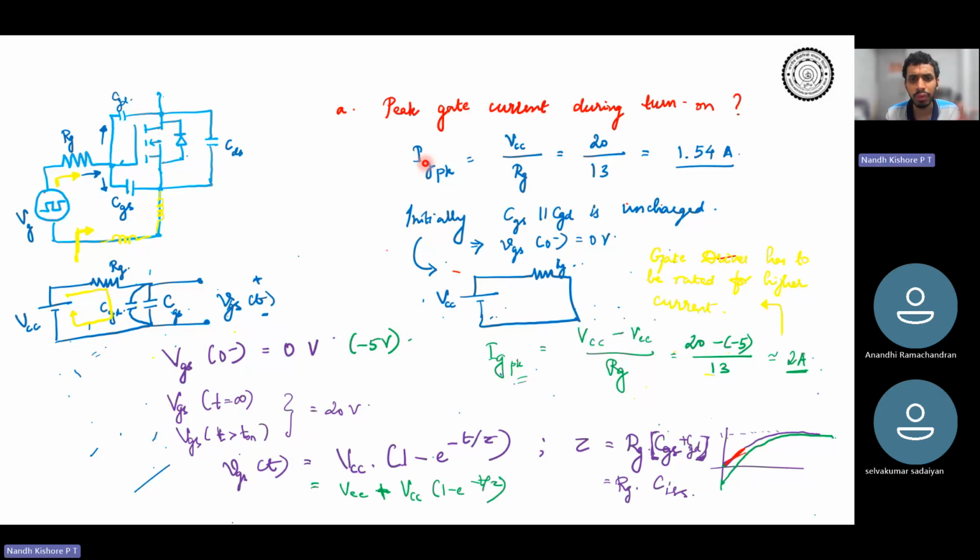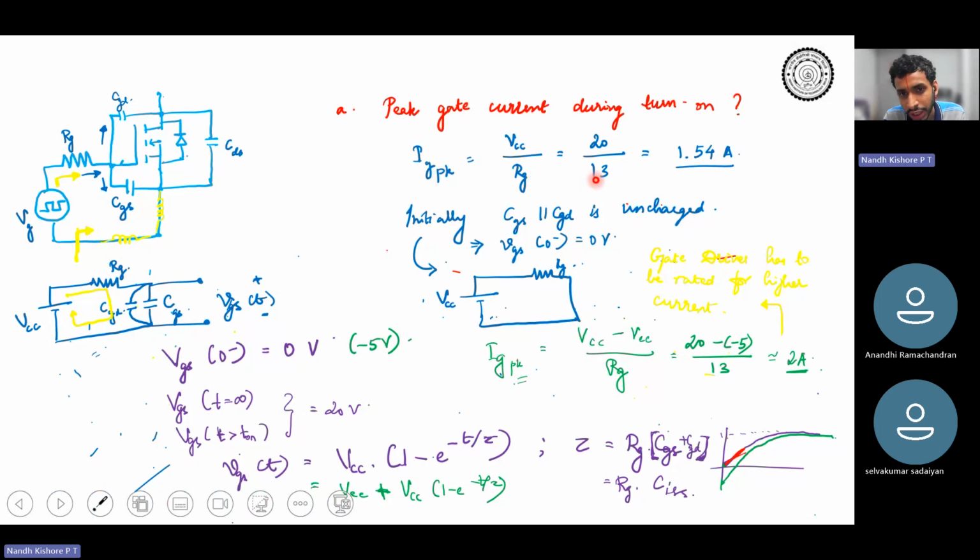We will see why, but generally there will be an RG during the on time and an RG during the off time, right? So generally people keep the RG during off time lesser than on time. Okay, we will see why. But anyway, if your RG is lesser, you know that IG could be higher, right?